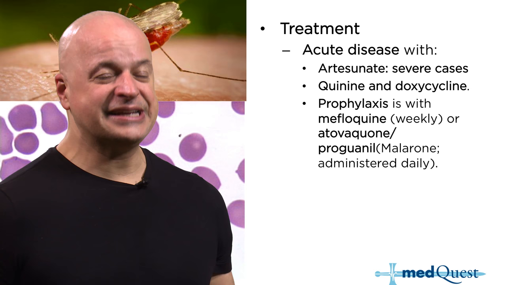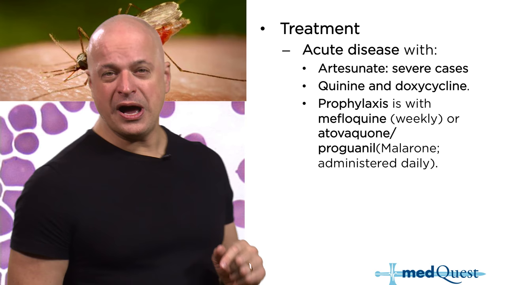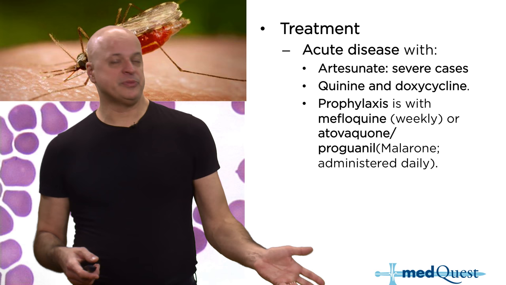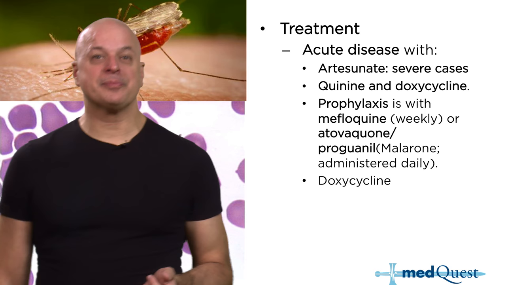organisms inside people's bloodstream. Now, for mild malaria, the same drugs work for prophylaxis as do for treatment. Mefloquine and atovaquone-proguanil can be used for treatment, and they can be used for prophylaxis, the same way quinine can be used for treatment and for prophylaxis. Severe is with artesunate, and artesunate replaces quinine and doxycycline.